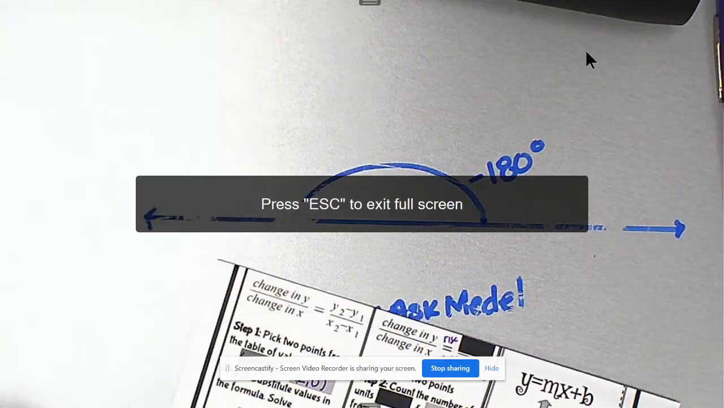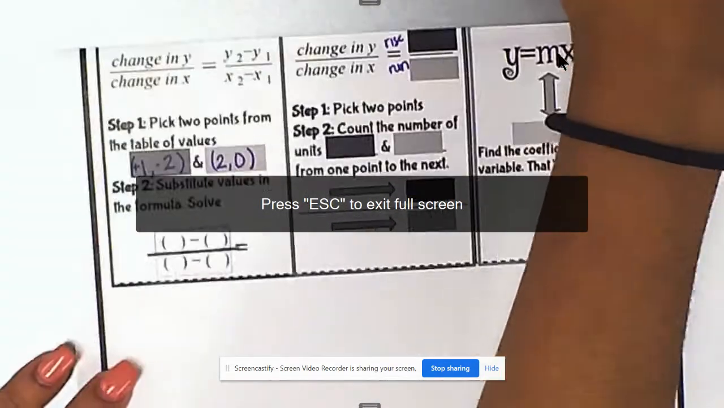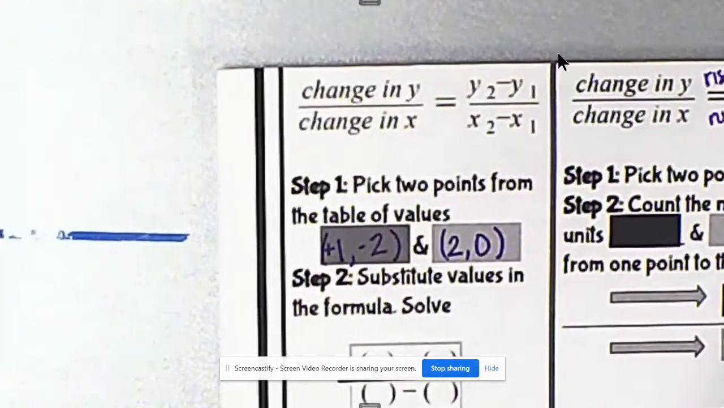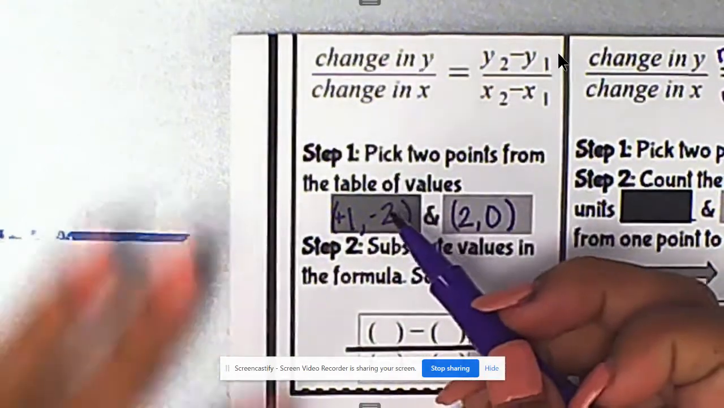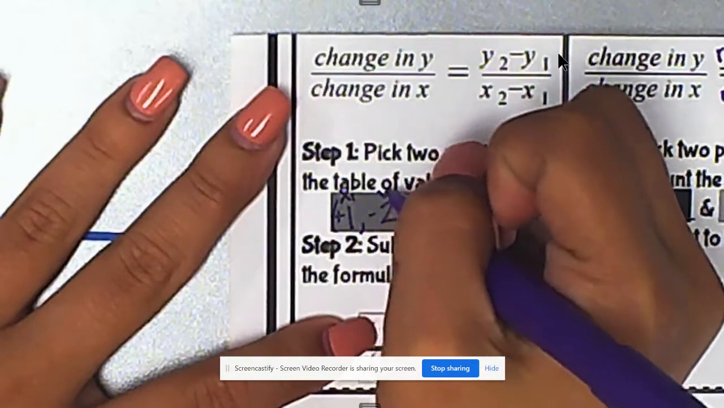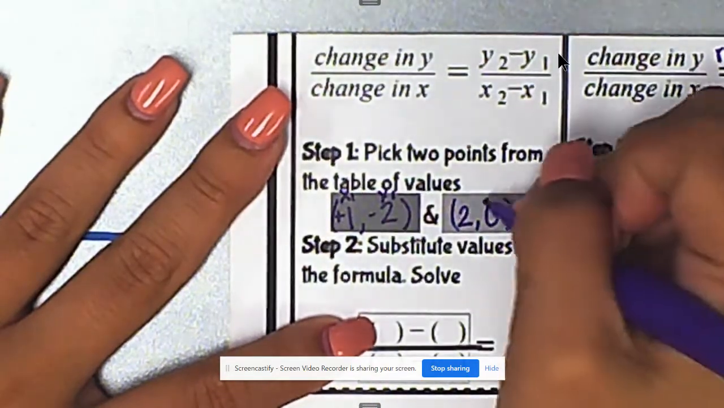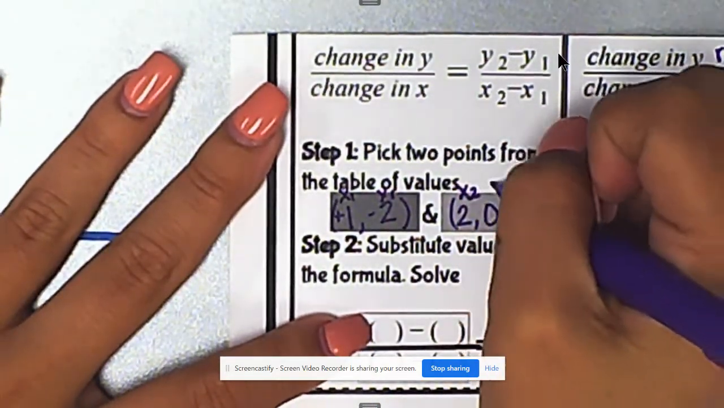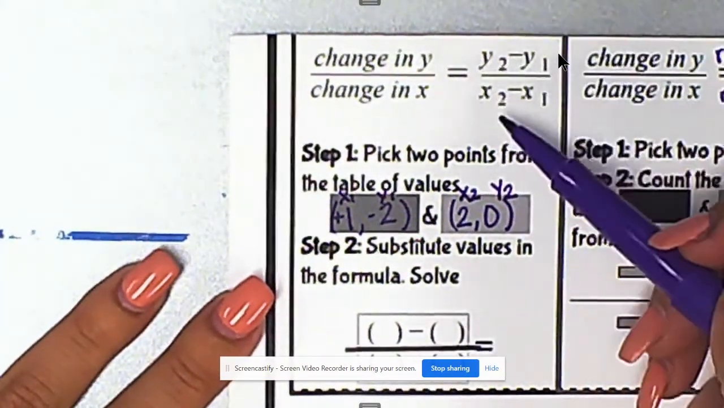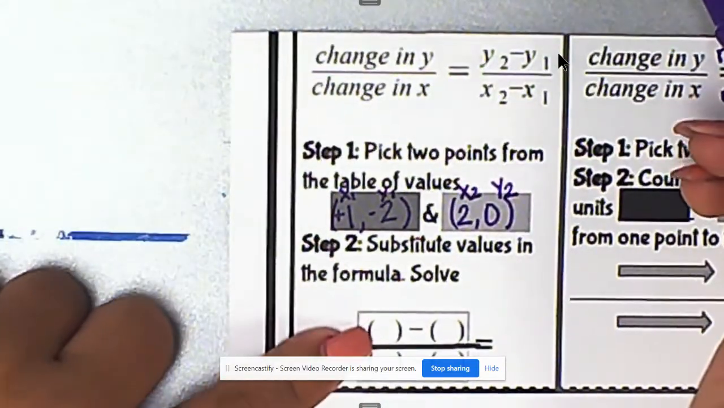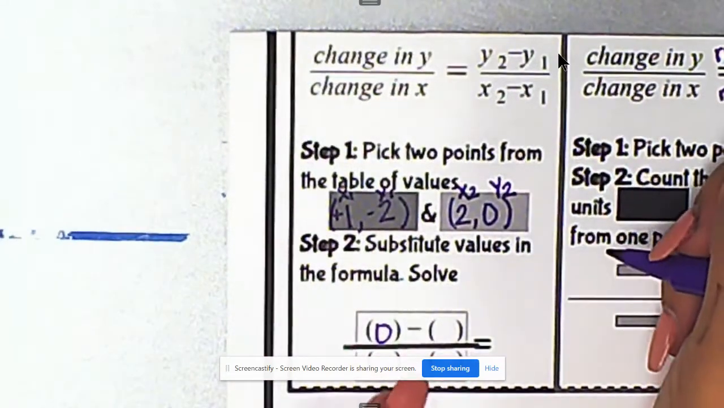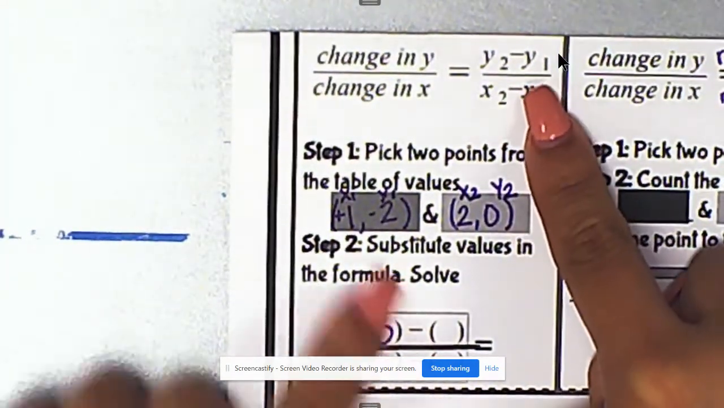Okay, so we are here. Now I would label this. This is x1, that's y1. This is x2, and that's y2. This makes it really easy when you're just trying to plug it back in. So it says that I should have y2 first. So y2 is 0 minus y1, which is right here.